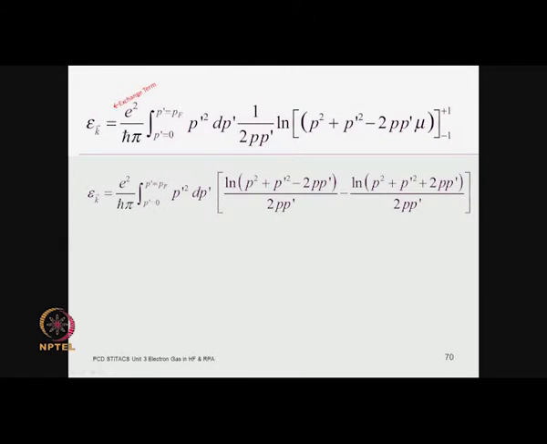So now let us put the limits. Mu equal to +1 will give you the logarithm of p square plus p prime square minus 2 into p prime with mu equal to +1. So that is the first term that you get, and from this you subtract the second term corresponding to mu equal to -1, which multiplies this -1 and gives you a plus sign over here. So this is what you get after the integration over mu or cos theta has been completed.